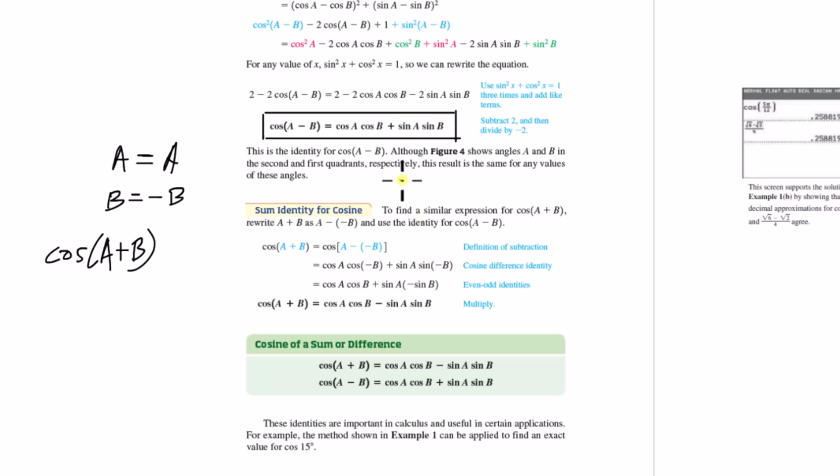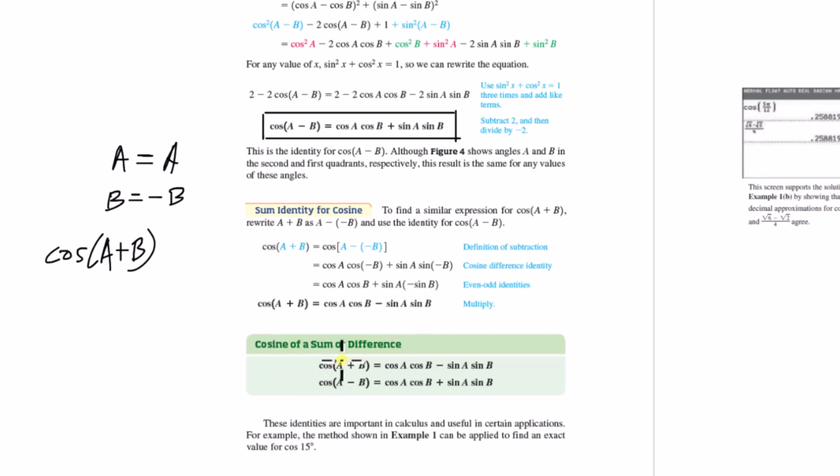And you can use the even-odd identities for sine and cosine to simplify sine of minus B and cosine of minus B. And that's what they do. Sine is an odd function, so sine of minus B is minus sine of B. Cosine is an even function, so cosine of minus B is just cosine of B. And there's the sum identity.